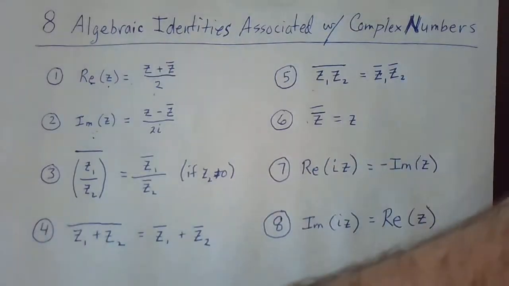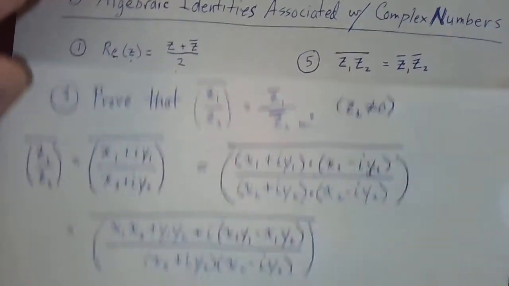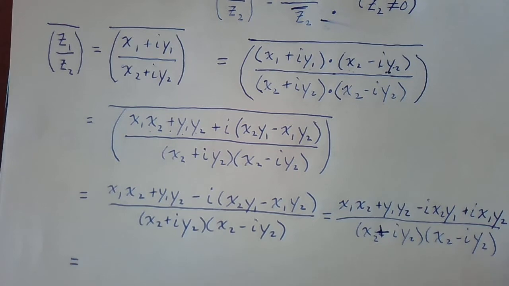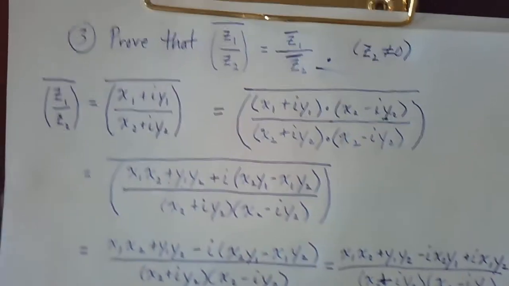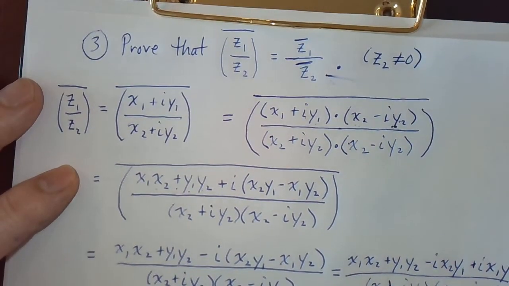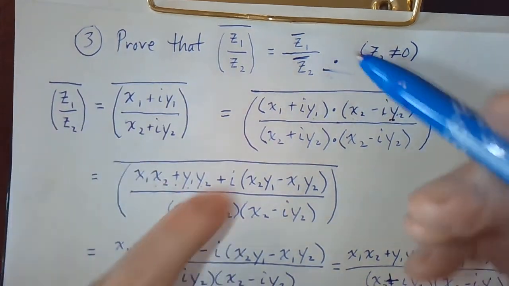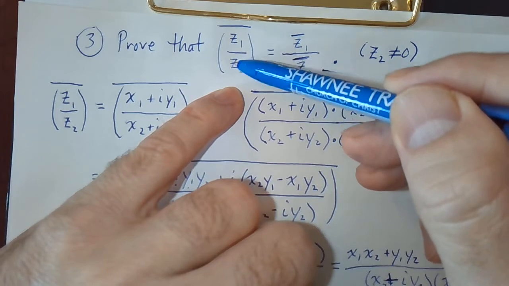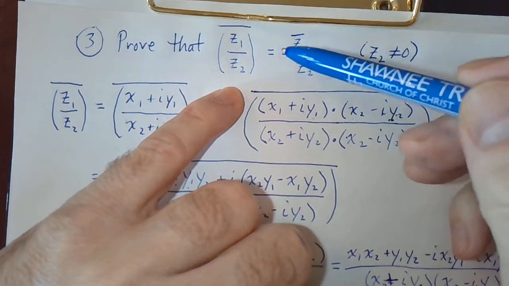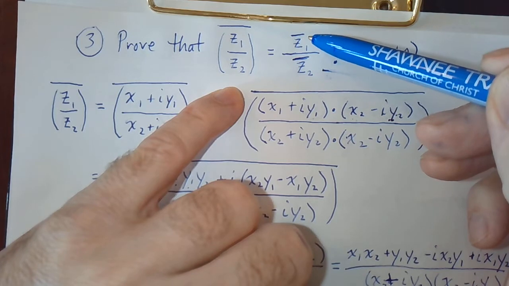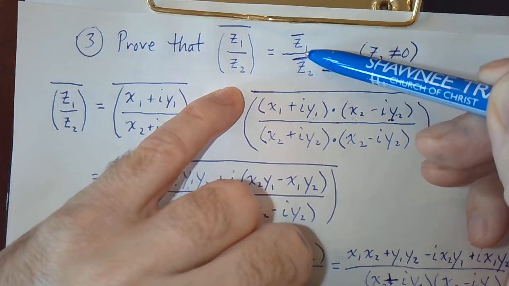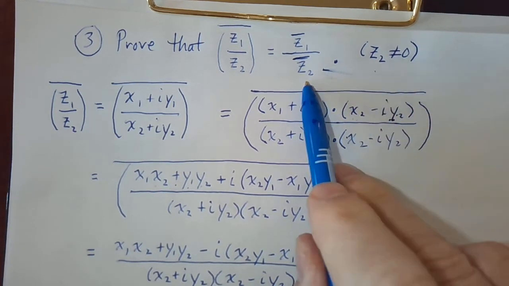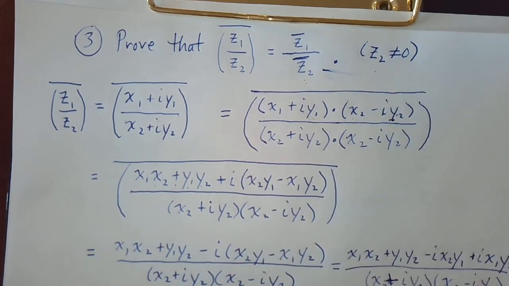Okay, let's go back to number 3 now. So the video doesn't get too long, I already wrote part of this out. Okay, so identity number 3 is proving that the complex conjugate of the quotient of two complex numbers is equal to the complex conjugate of the first over the complex conjugate of the second. And of course, z2 can't be a 0 because it is in the denominator of the fraction.